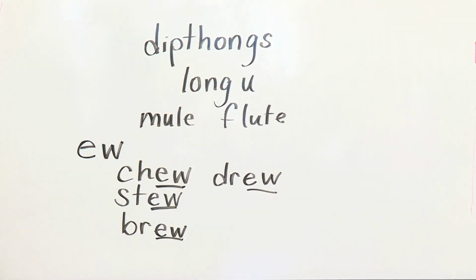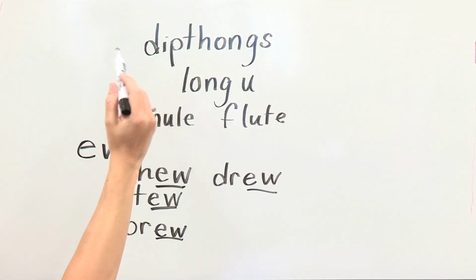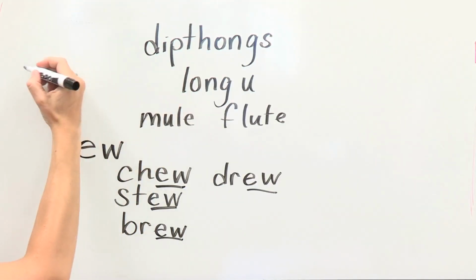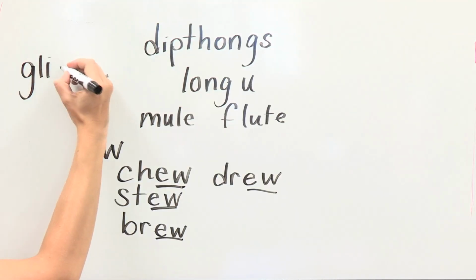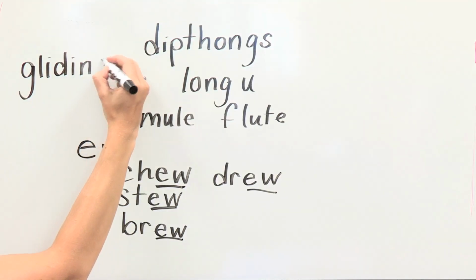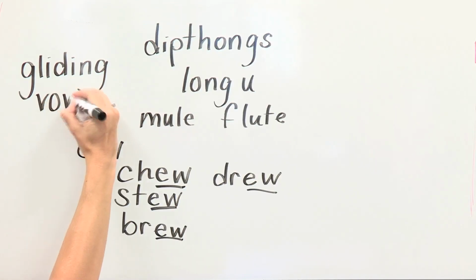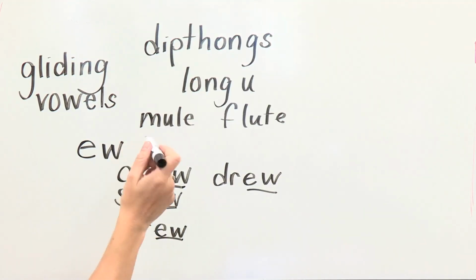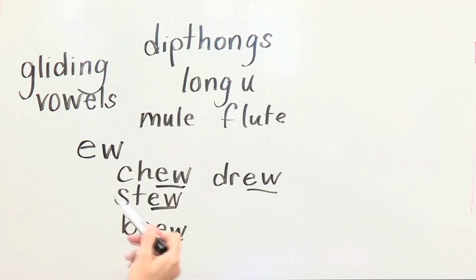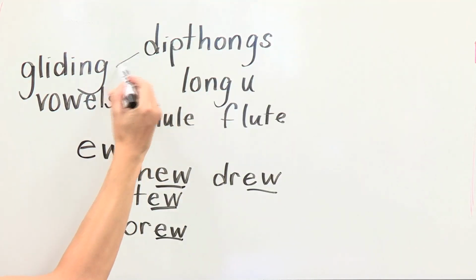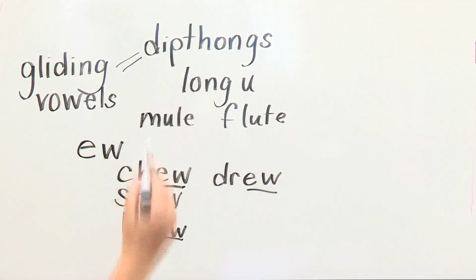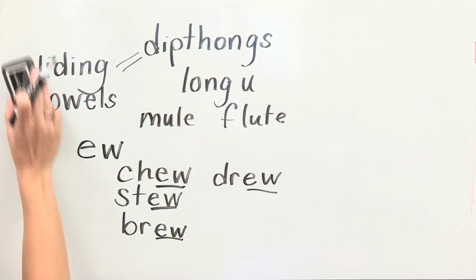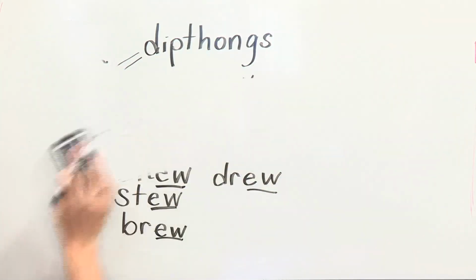So a diphthong is vowels that are blended together to make a brand new vowel sound. Some people also call diphthongs gliding vowels. Again, as I mentioned earlier, when I taught second grade, I never said this is a diphthong. I just taught the students the pattern. But these are the same thing, gliding vowels and diphthongs. Okay, so I'm going to erase all this.